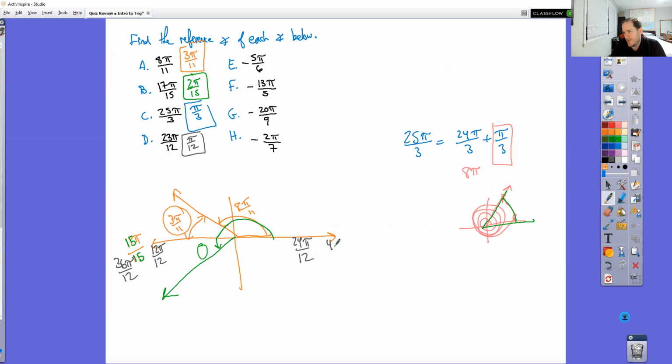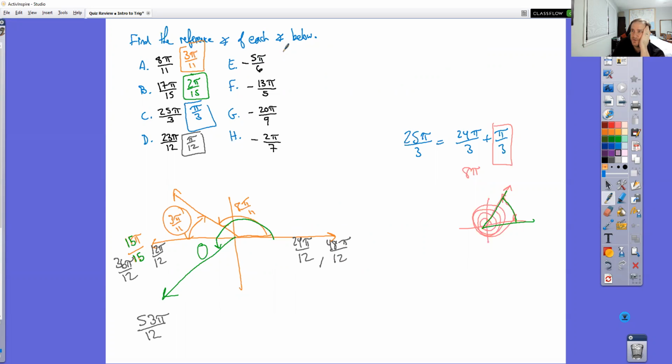This would kick up to 48 pi over 12. But we're always comparing against that x-axis. So, okay, well, 23 pi over 12, that's 1 pi over 12 away from 24. If I had given you, whatever, 53 pi over 12, well, that's 5 pi over 12 beyond the 48. So that would be your answer. That's really all you got to do. So with that said, the rest are cake, I hope.